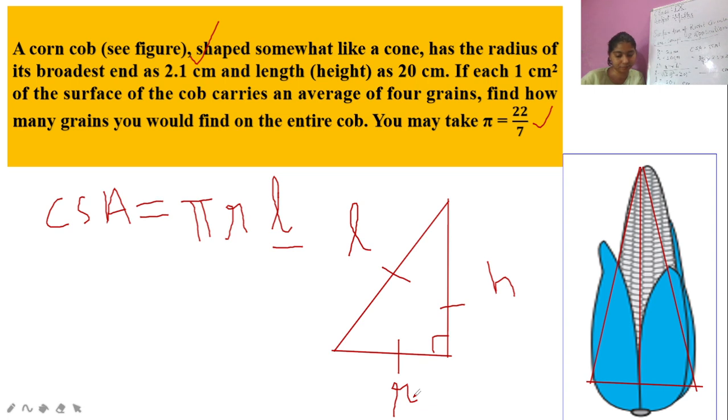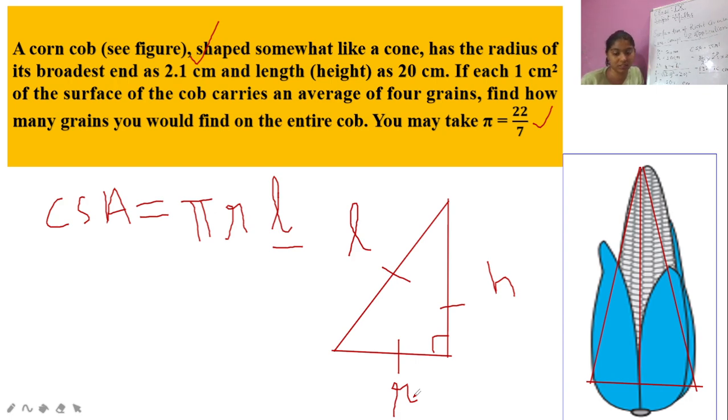Yes, okay. So whenever you cancel out, you get 0.3 and multiply all the terms. So you will get nearly 132.76 centimeter square. So this is our curved surface area. We have found it out.